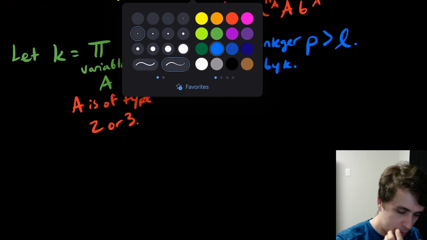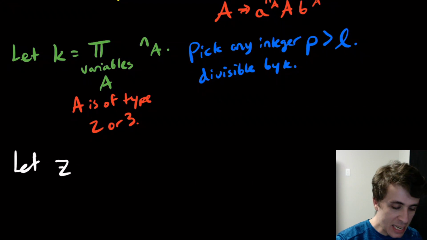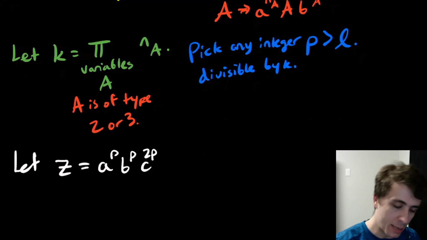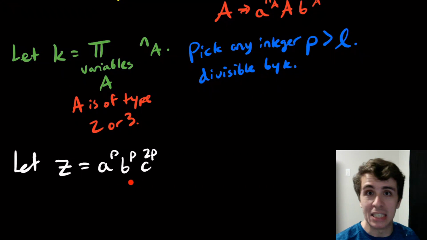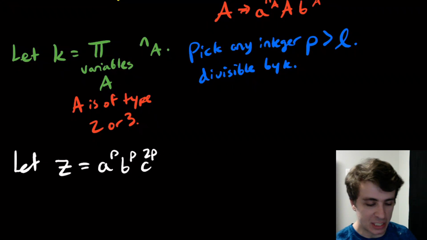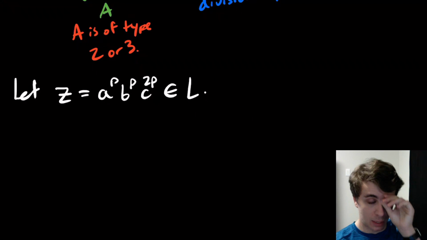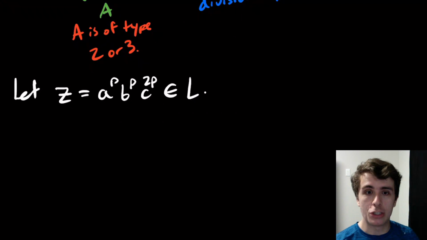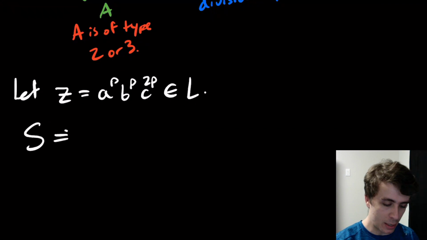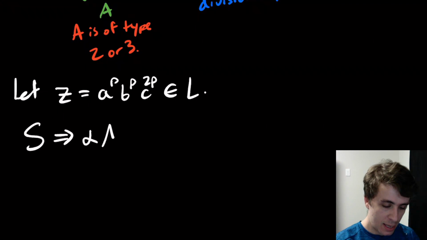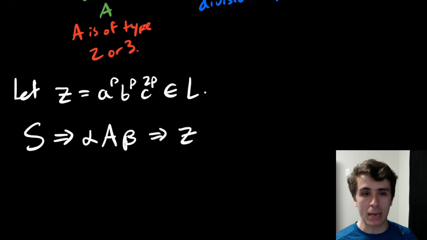So we're going to let z be the string a to the p, b to the p, c to the 2p. Well, clearly this string is in the language because the number of a's and b's is the same. So this is in the language L for sure. Let's look at how we actually derive this string. We have S right here. Then let's suppose that we had something of the form alpha A beta, and that generates the string z. Okay, so let's suppose that we had something like this.